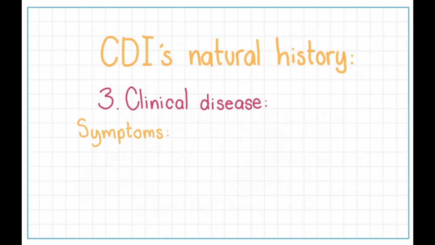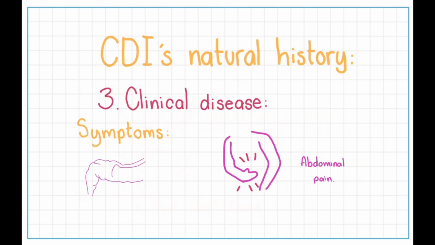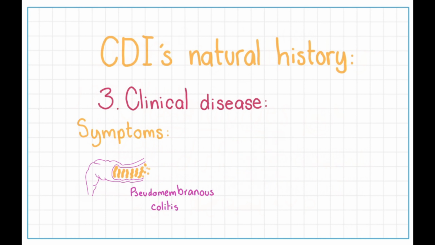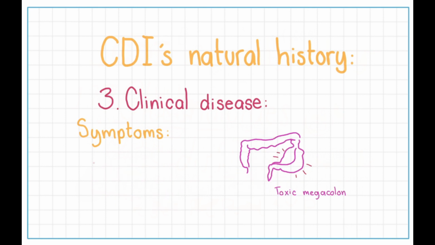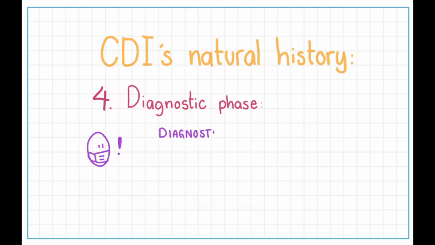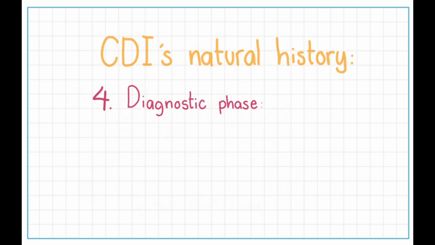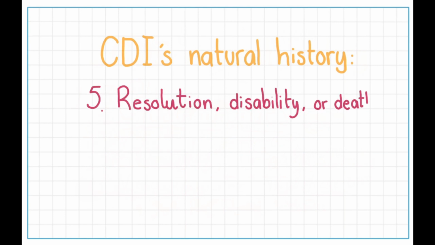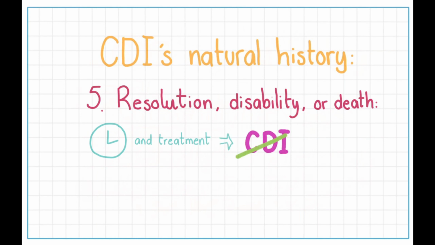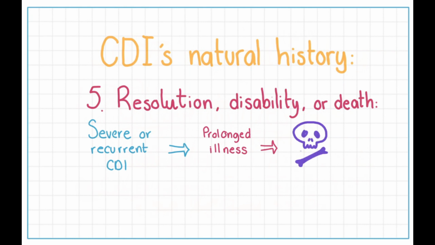The severity of symptoms can vary from mild diarrhea and abdominal pain to pseudomembranous colitis, toxic megacolon, or life-threatening complications, depending on factors such as the strain of Clostridioides difficile involved, the patient's underlying health status, and the presence of predisposing factors. During the diagnostic phase, healthcare providers utilize diagnostic techniques such as PCR-LAMP to detect the presence of Clostridioides difficile DNA or its toxins in stool samples from symptomatic patients. Then, in resolution, disability, or death: with timely diagnosis and treatment, many cases of CDI resolve without complications. However, severe or recurrent CDI can lead to prolonged illness, increased healthcare costs, and even mortality, particularly in vulnerable populations.